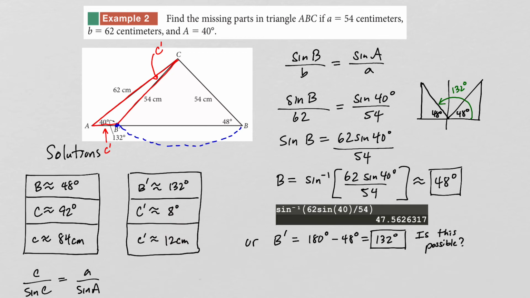Whereas in the first solution, the larger triangle here, you can see that angle C here is much larger, and side C, which is this side here, is also much larger. And that's the solution that we got over here when we found that C was 92 degrees and side C was 84 centimeters. So these are the two extremes. In the first example, we got no solution, and in this example, we got two solutions. Sometimes there is only one solution. So let's take a look at the last example.